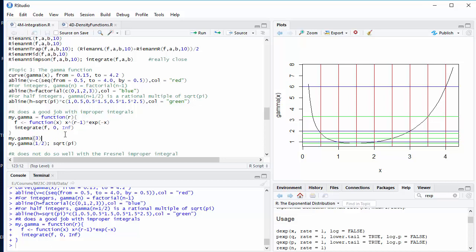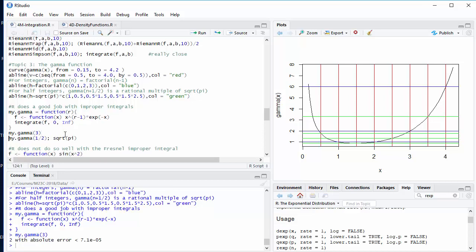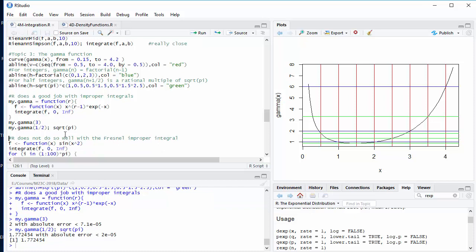My gamma of 3, that should be 2 factorial, and it came out 2. My gamma of 1/2, that's supposed to be the square root of pi. It comes out to be exactly the square root of pi.